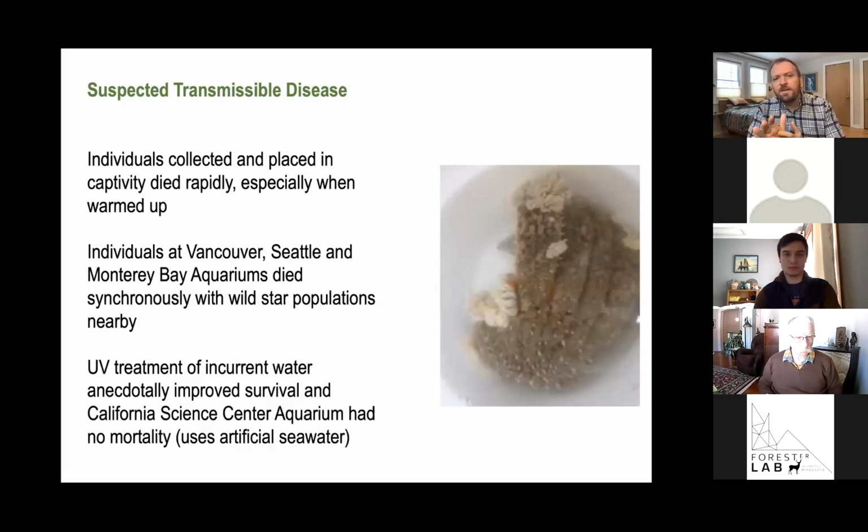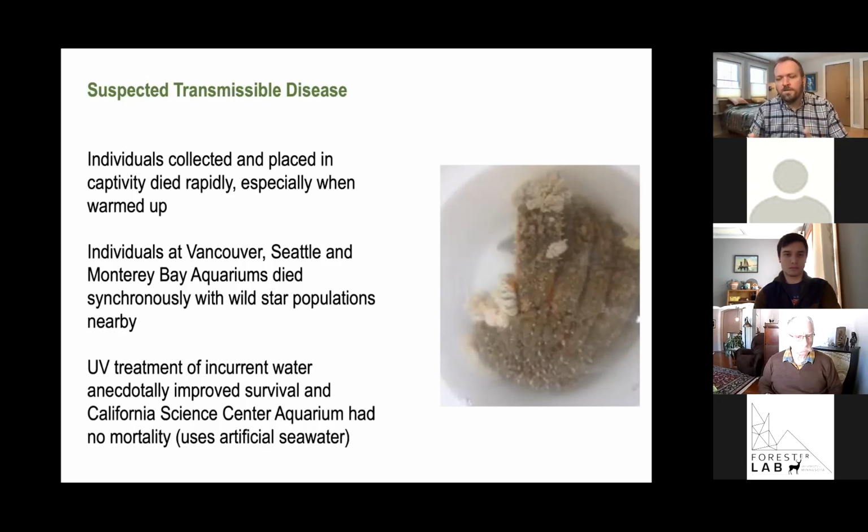We also noted that individuals at various public aquaria, including Vancouver and Seattle on the West Coast, died synchronously in their aquarium collections as the wild sea star populations died in the bays around the aquarium. Very often these public aquaria draw in water from those bays through some sort of intake pipe. It goes through some degree of filtration, certain aquaria do it more than others, and then it goes into their aquariums, and is then put back out into the bays around the aquarium.